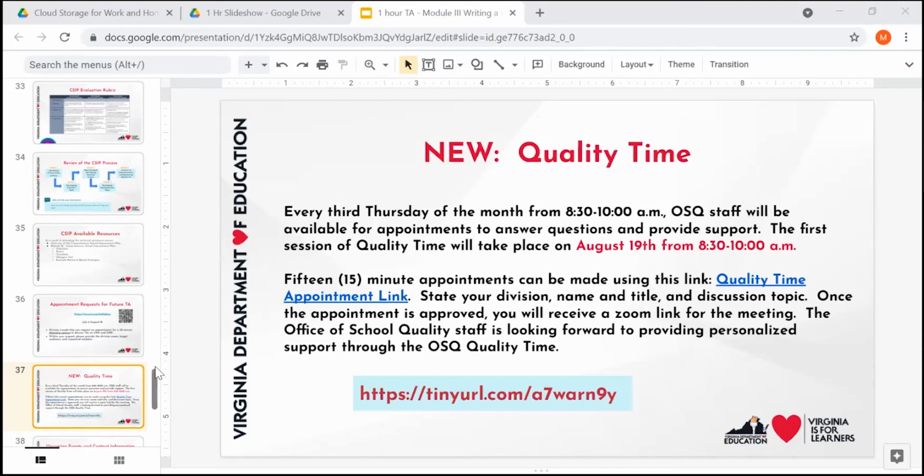There's a link there. It's just August 19th from 8:30 to 10. And this will be recurring every month, so every third Thursday of the month, we're going to have this open office hours time where we're available for whatever you might need. To answer questions and guide you in the right direction or clarify anything for you, that personal support, since we're walking hand in hand to support you. So the link is there. Feel free to sign up for that.